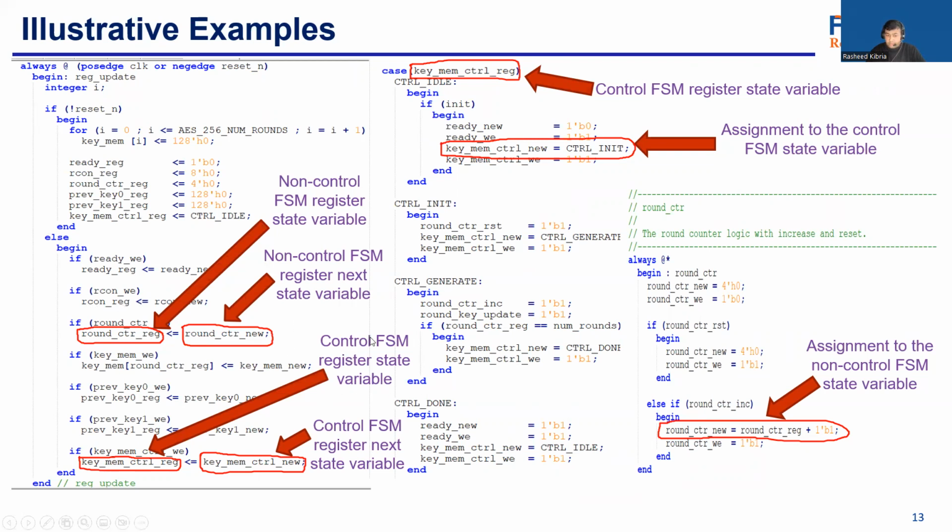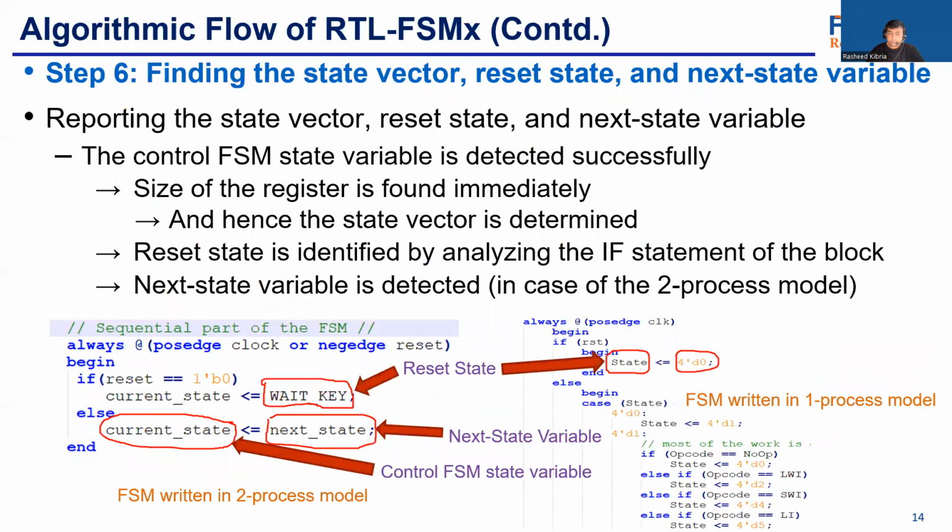The control FSM register state variable always drives some sort of case statement block, and from there we can actually make a distinction between a control FSM state variable or non-control FSM state variable. And we also see here one state is actually assigned to the FSM state variable, and here we see some assignment to a non-control FSM state variable. It actually represents a counter. So these sorts of counters are discarded perfectly by RTL-FSMx.